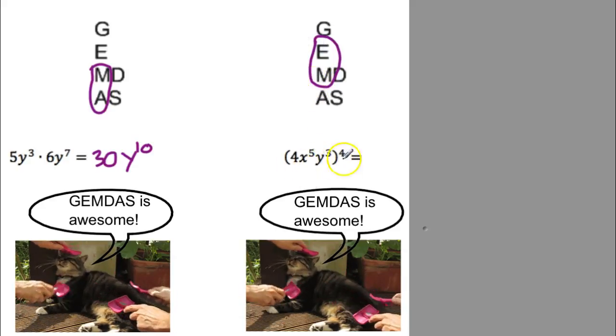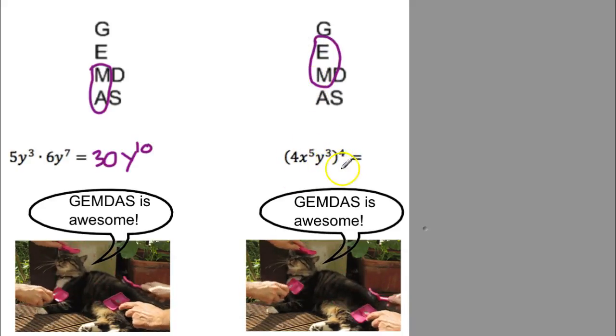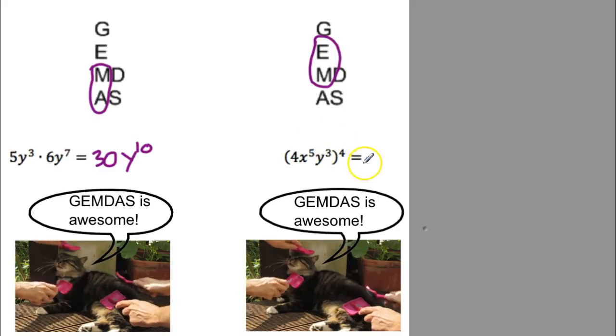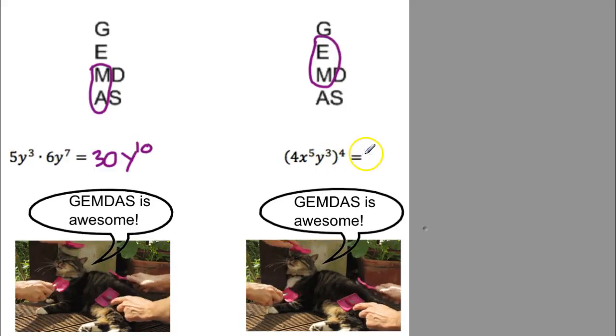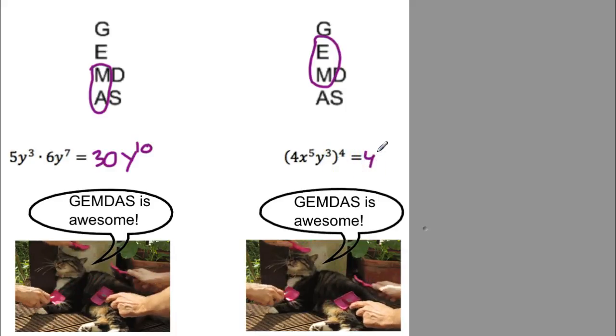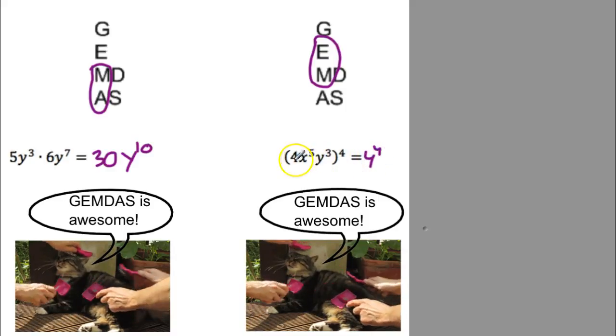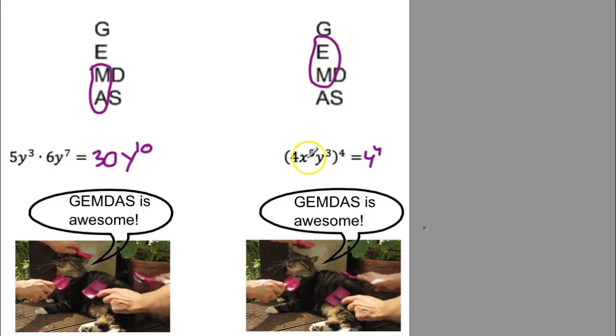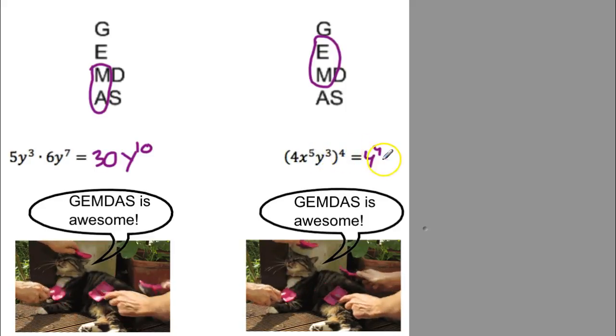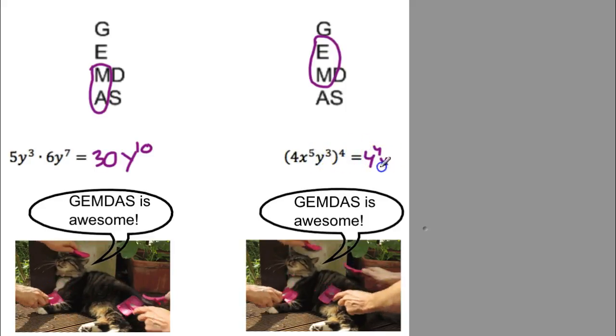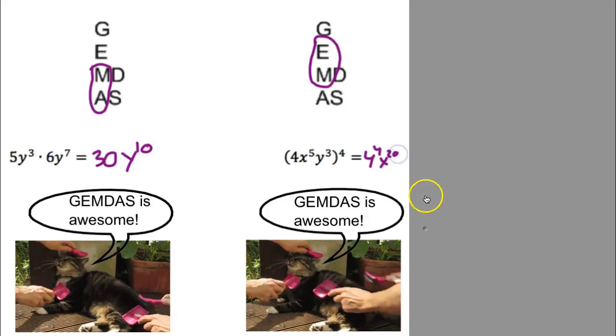So I've got to multiply everything on the inside by this exponent. So it becomes 4 to the fourth power, right? Treat that like a number. Then x to the fifth power times 4, so that's going to be x to the 20th.